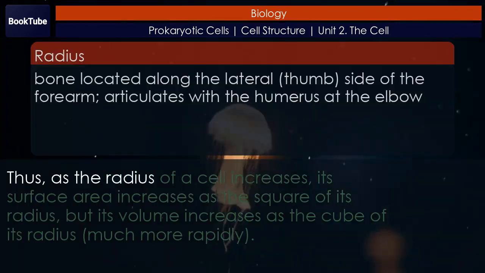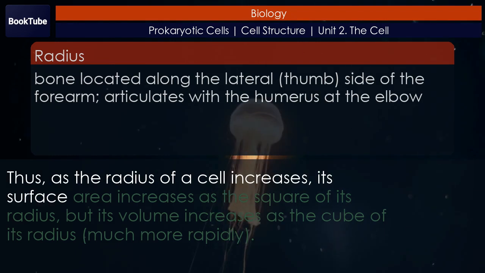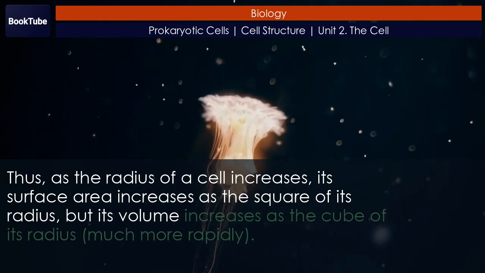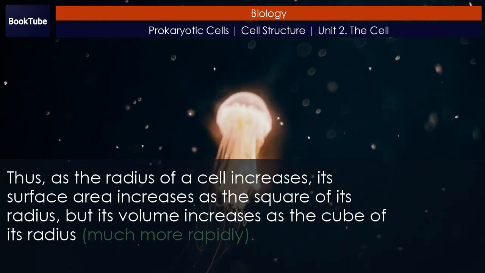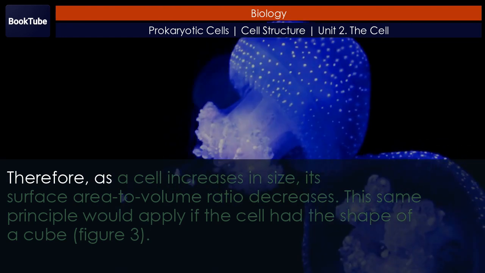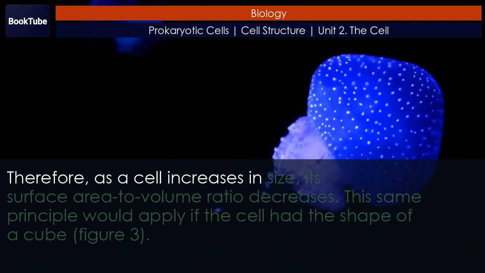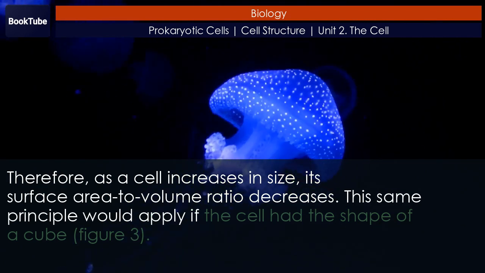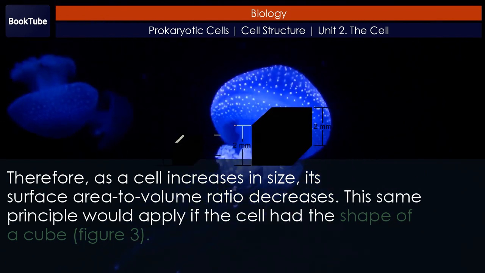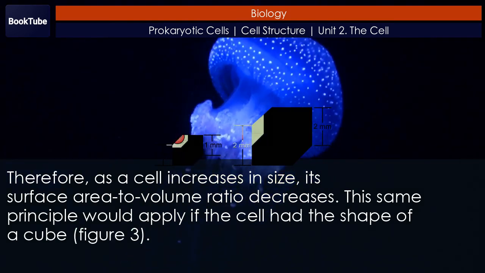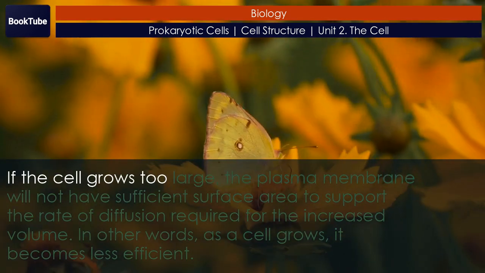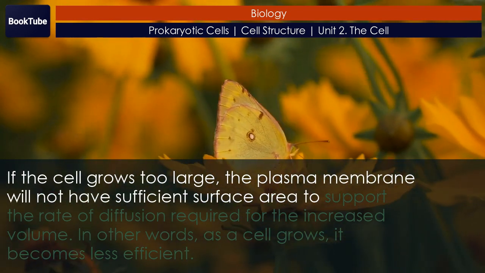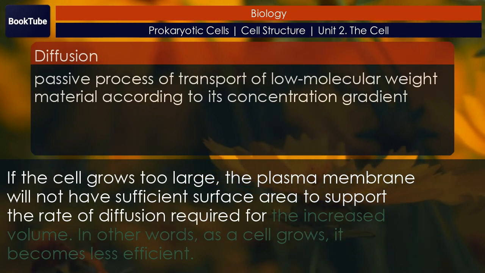Thus, as the radius of a cell increases, its surface area increases as the square of its radius, but its volume increases as the cube of its radius, much more rapidly. Therefore, as a cell increases in size, its surface area to volume ratio decreases. This same principle would apply if the cell had the shape of a cube. Figure 3. If the cell grows too large, the plasma membrane will not have sufficient surface area to support the rate of diffusion required for the increased volume.